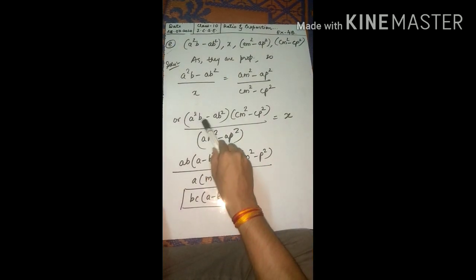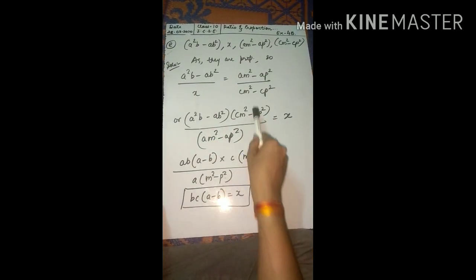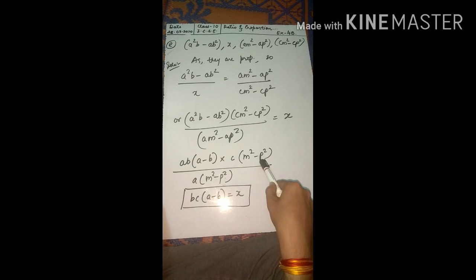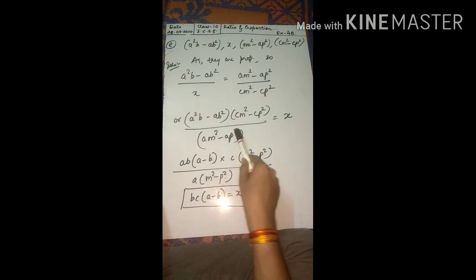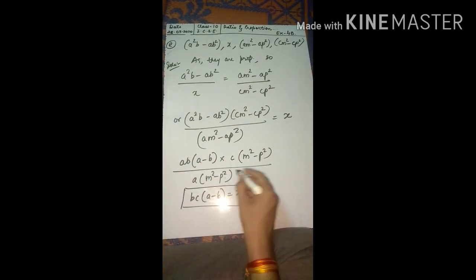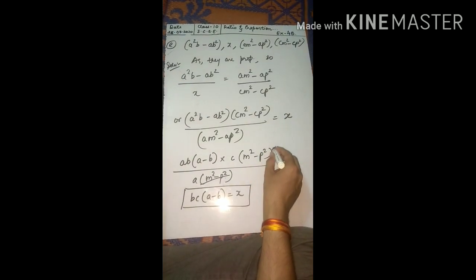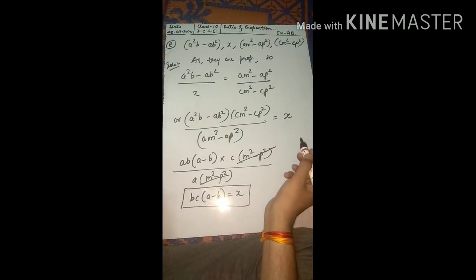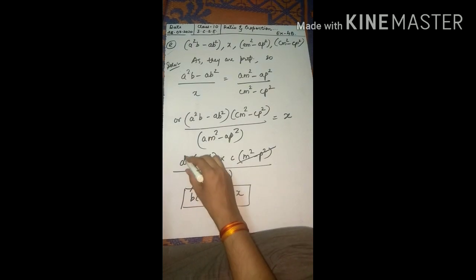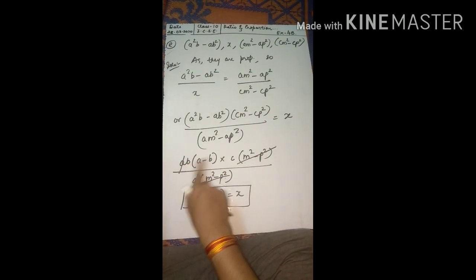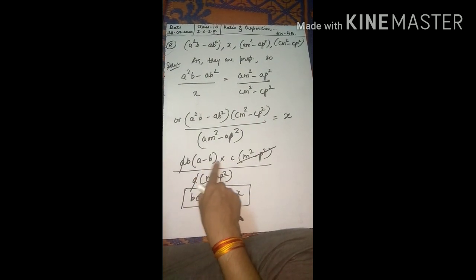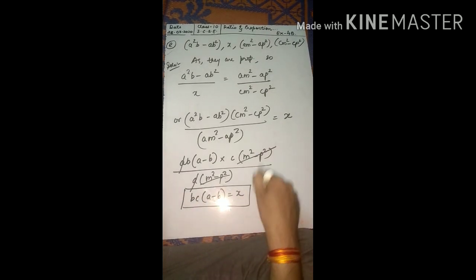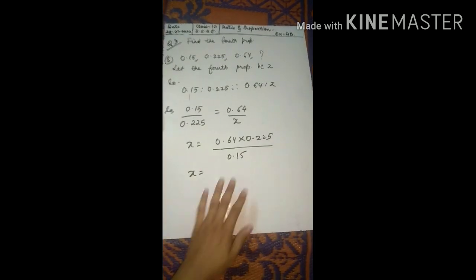Now from this bracket you can take ab common, a minus b. From this bracket you can take c common, m square minus p square, and in the denominator you can take a common. So m square minus p square to m square minus p square is cancelled. This a to a is cancelled. You are left with bc upon a into b. So bc upon a into b equal to x. This is the value. Okay, come to the third question.